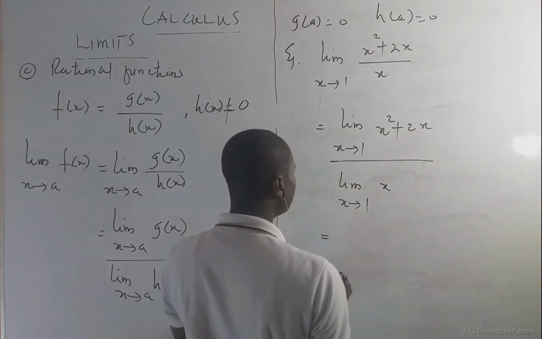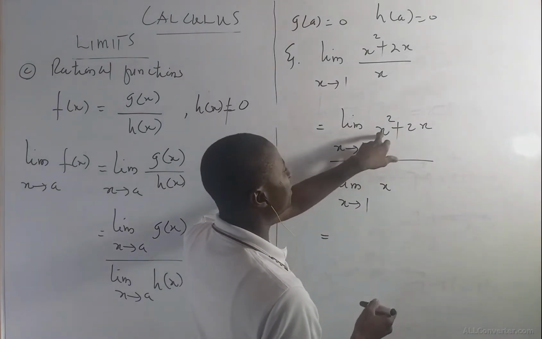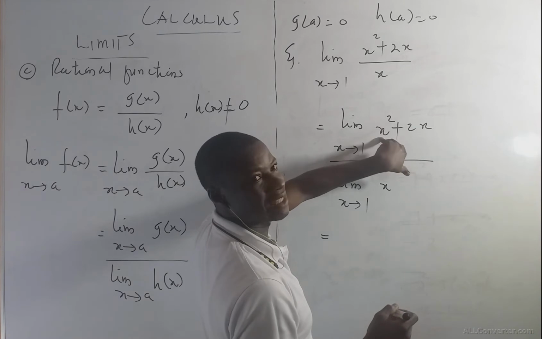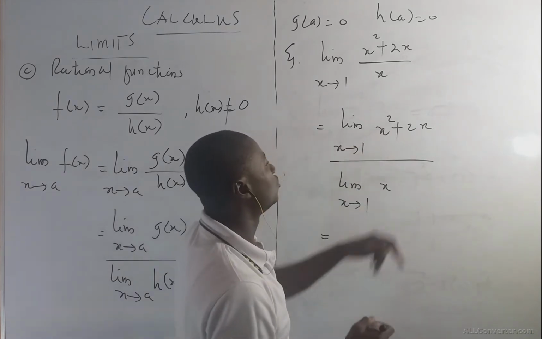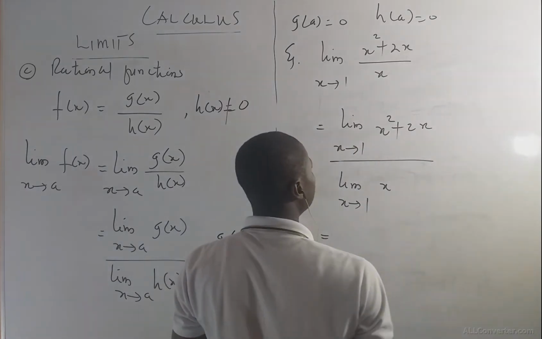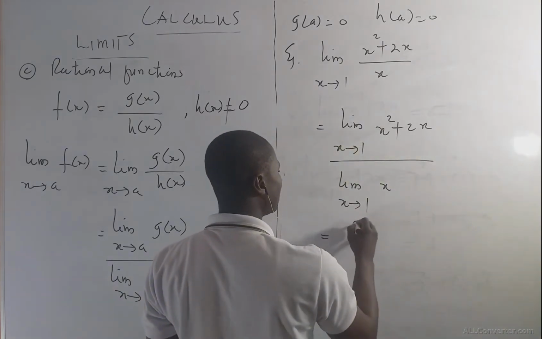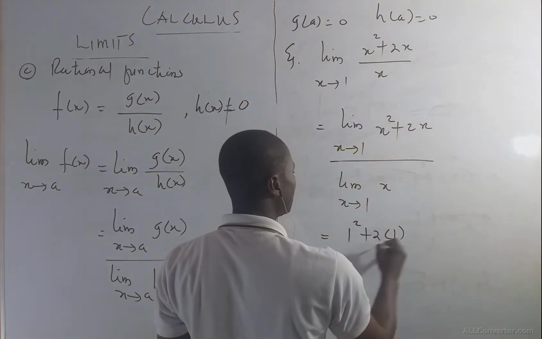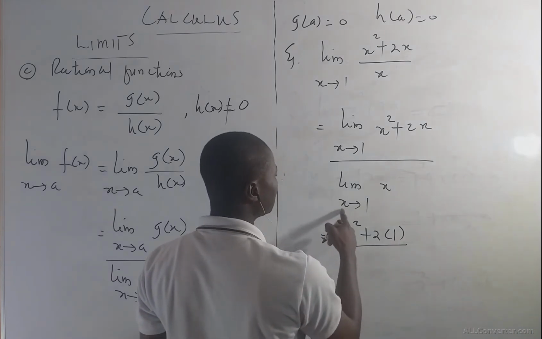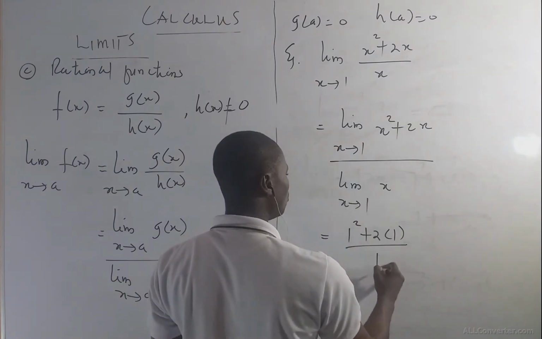Now when you are taking limit as x approaches 1 of this function, that means wherever you see x in the polynomial function, you substitute 1. So instead of x squared plus 2x, we are going to have 1 squared plus 2 times 1, and the limit as x approaches 1 of x is also 1.